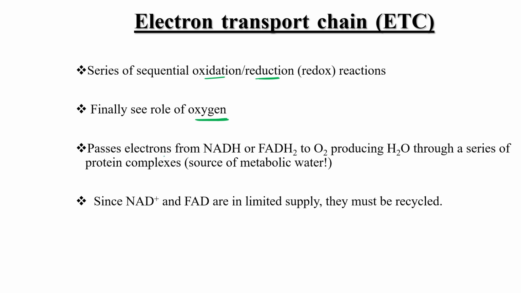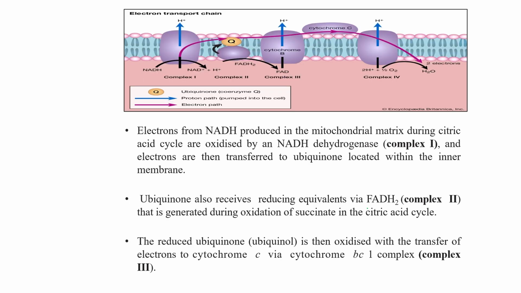So the electrons pass from NADH or FADH2 to oxygen, and after accepting those electrons, this oxygen is mainly responsible for producing water through a series of protein complexes. This water is also known as metabolic water, which is generated during this electron transport chain. Since NAD and FAD are in limited supply, they must be recycled during this process. And this is the electron transport chain.